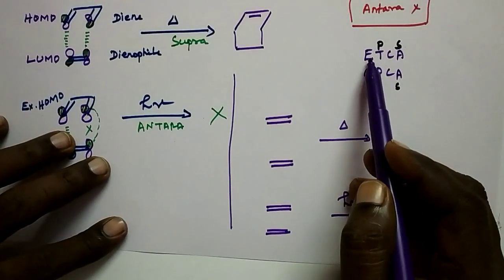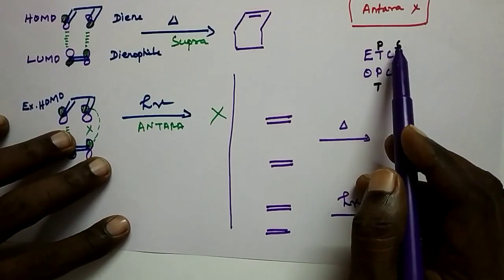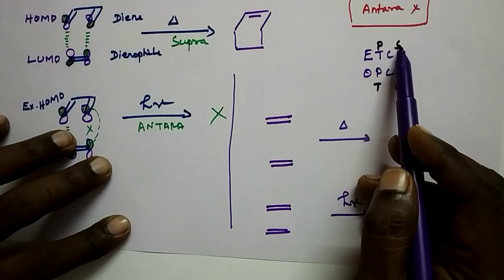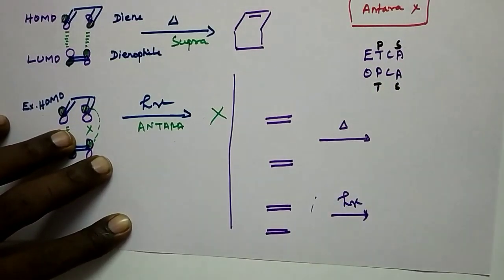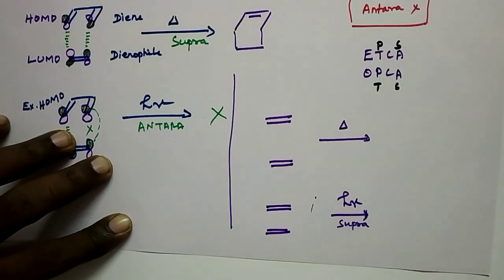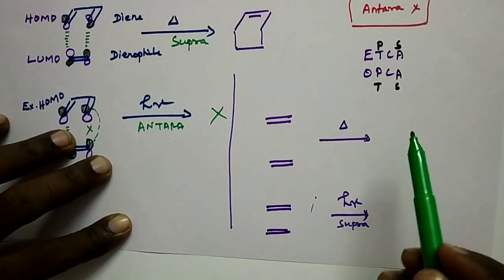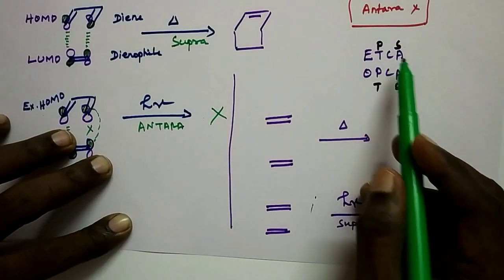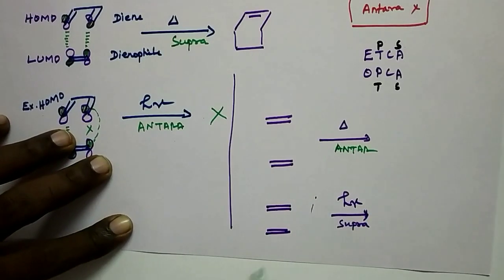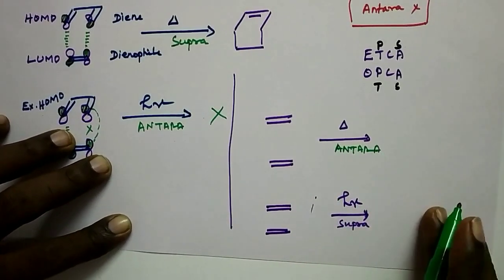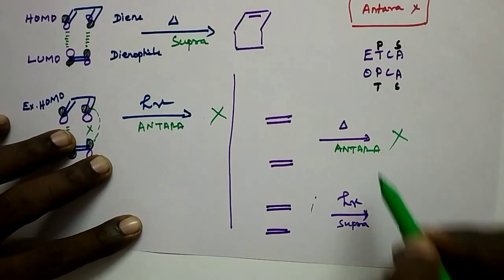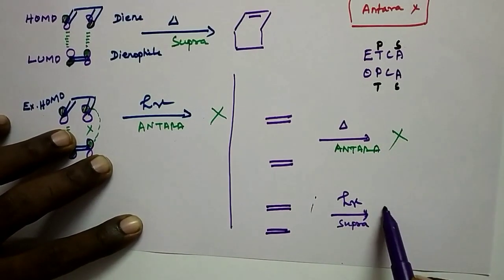Even, where do we get supra? Even photochemical supra. That means this reaction is allowed only photochemically, because suprafacial, okay, photochemical here. Photochemical we get supra. And thermally, even thermal antara. Here antara. That means suprafacial is allowed. So here you get the product. Antara, no product. Suprafacially, you get the product.